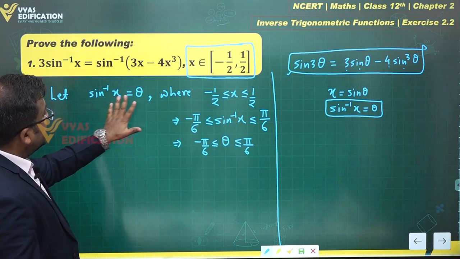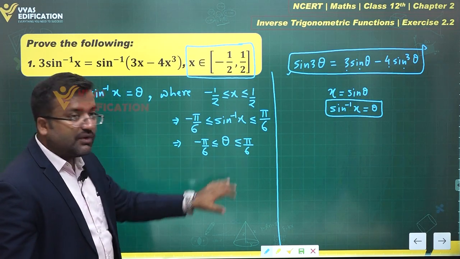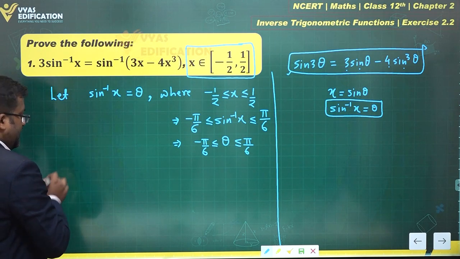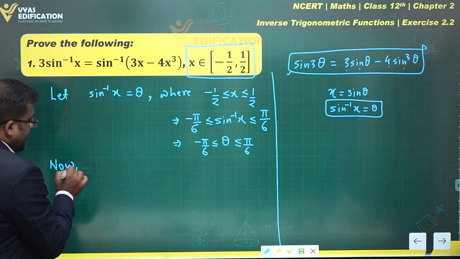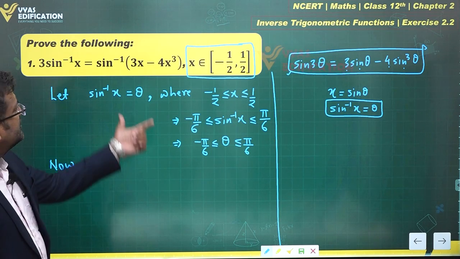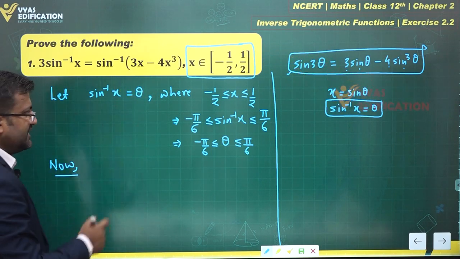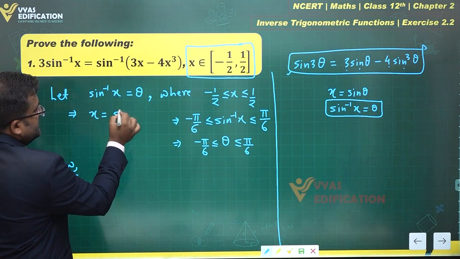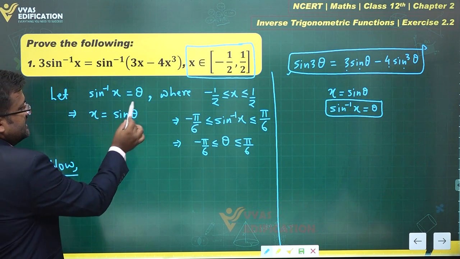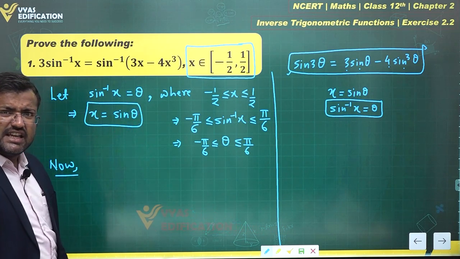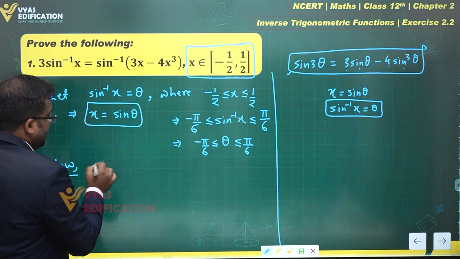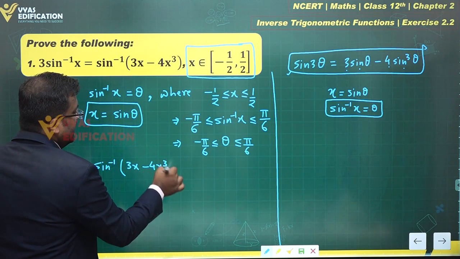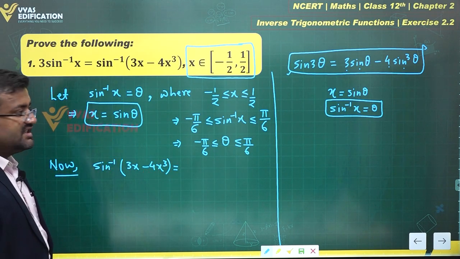Once you have substituted sine inverse x equal to theta, where theta is from this to this interval, now we begin with this complicated expression over here. By the way, this gives me x equals sine theta. Now begin with this complicated expression. Sine inverse 3x minus 4x cube is equal to what?